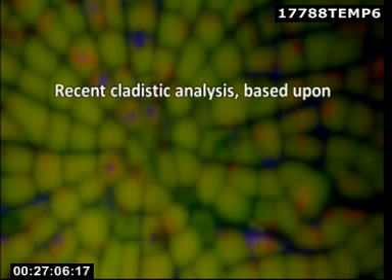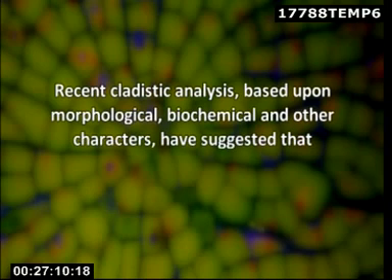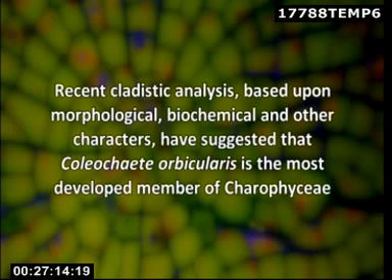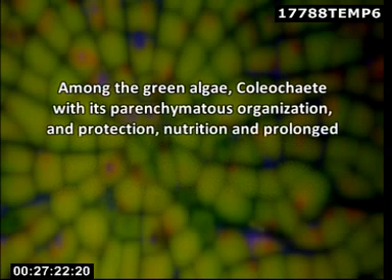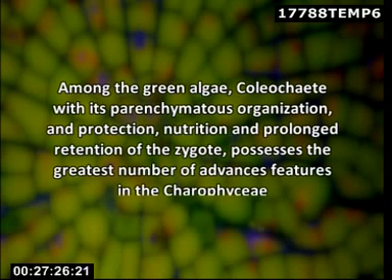Recent cladistic analysis based upon morphological, biochemical, and other characters has suggested that Coleochaete orbicularis is the most developed member of the Charophyceae. Among the green algae, Coleochaete, with its parenchymatous organization and protection, nutrition, and prolonged retention of the zygote, possesses the greatest number of advanced features in the Charophyceae.